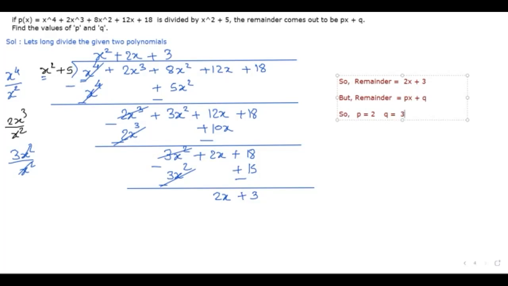Did you get the answer? p is equal to 2 and q is equal to 3. Any difficulty? No, sir. Are we understanding, children? Write the final answer statement. Are we understanding this part, all of us? Yes, sir. Finished?